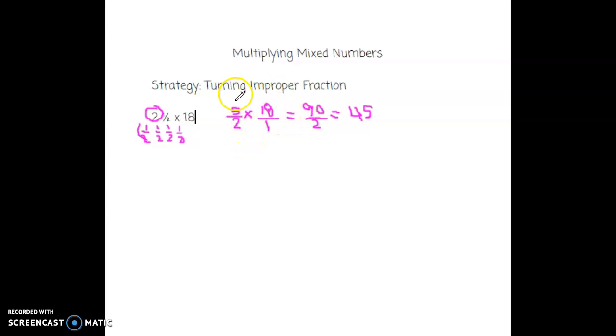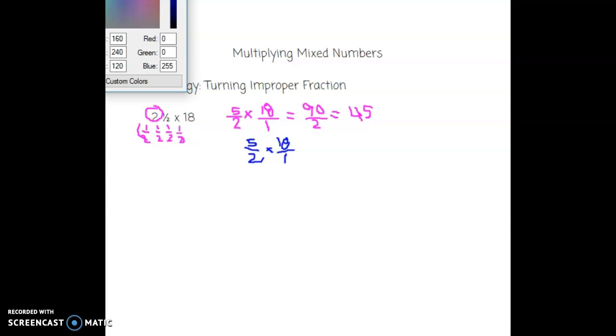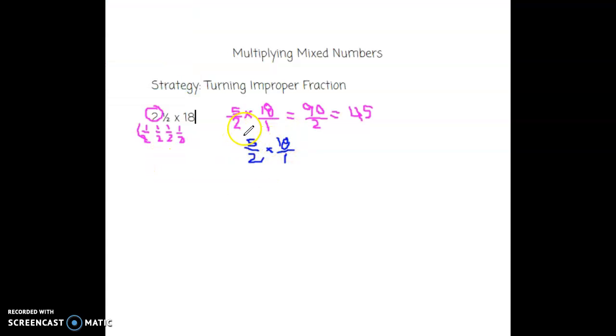So let's say we have 5 over 2 times 18 over 1. And I'm going to do this in a different color. So you have the same problem. But this time, you're going to cross cancel before you start multiplying, which will make it a little bit easier for your multiplication. So when I say cross, you're going to look across. So you're going to look at 5 and 1. 5 and 1, you can't cross cancel because 1 is in its lowest terms. So you can't do anything with 1 and 5.